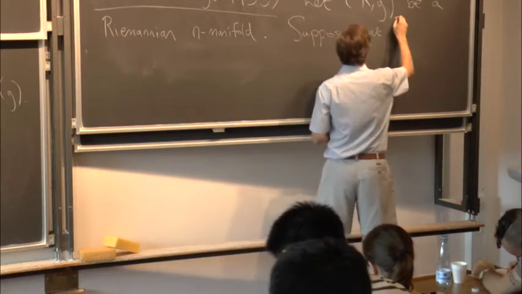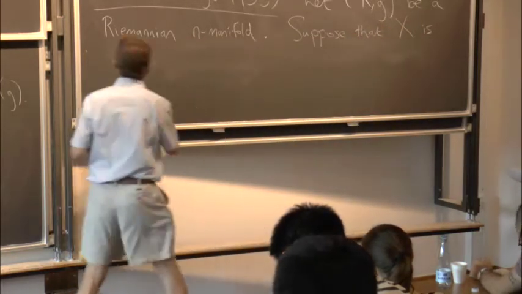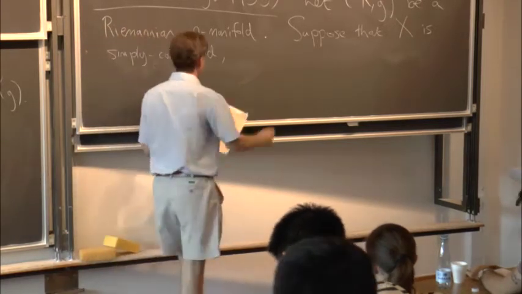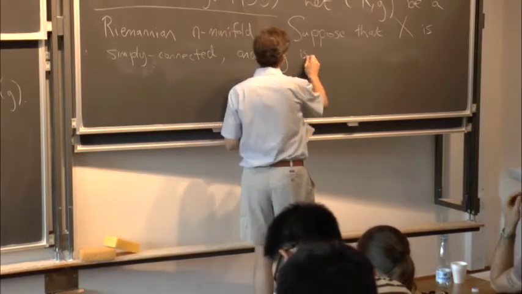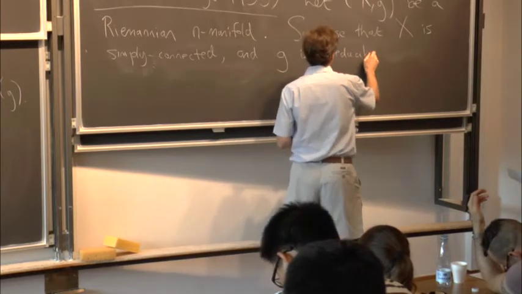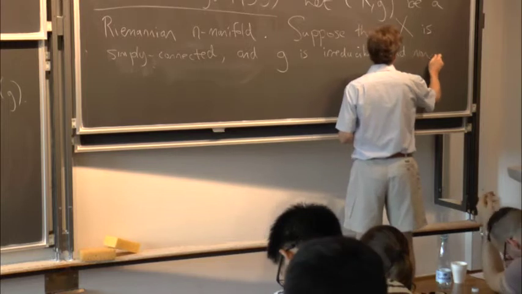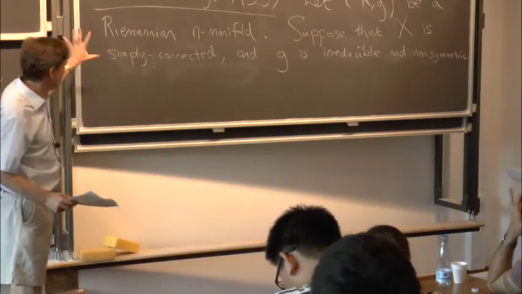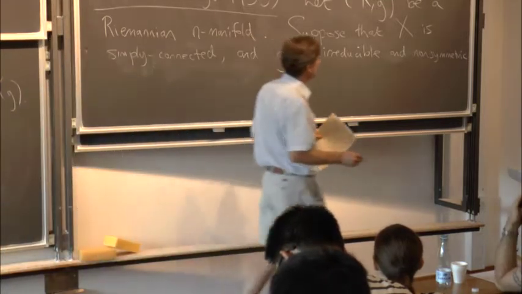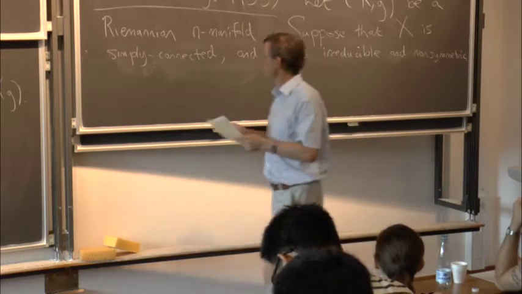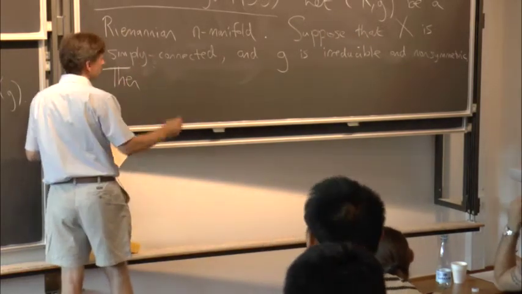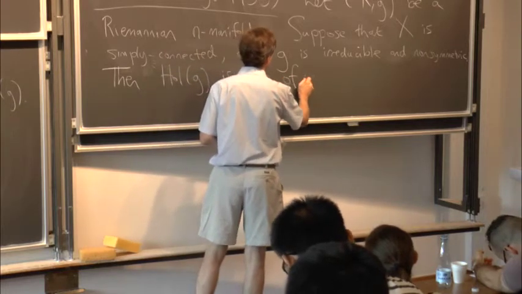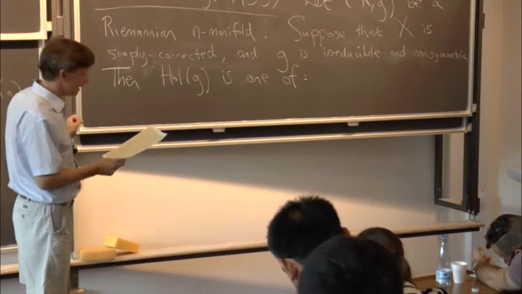firstly, that the manifold X is simply connected, and that g is irreducible and non-symmetric. I'll talk about these very shortly, and I'll also explain what happens if we were to leave these assumptions out. But let's just accept them for the moment. So the conclusion is that the holonomy group of g is one of, so there's going to be a list of 7 possibilities.